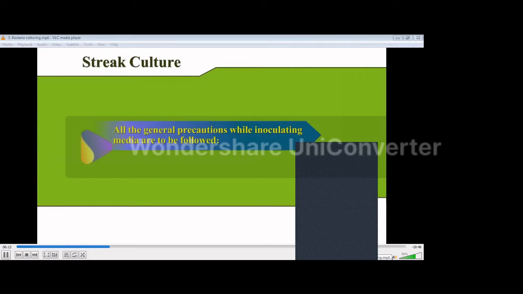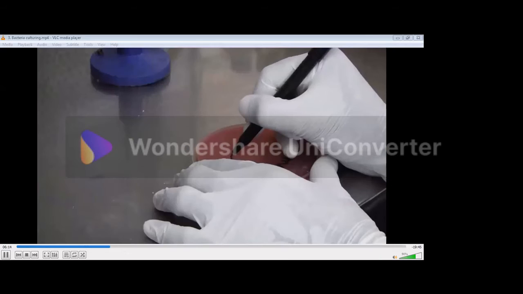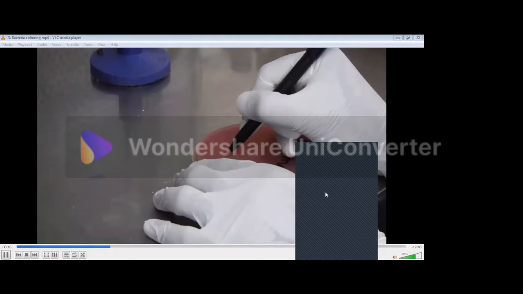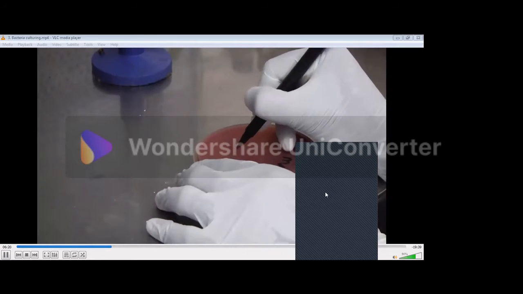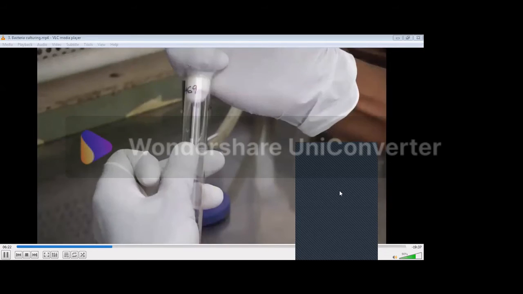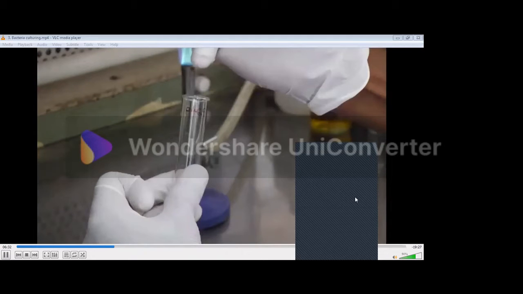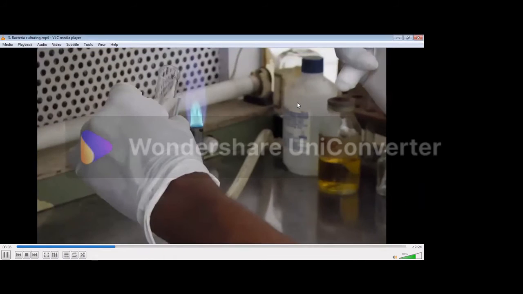All the general precautions while inoculating media are to be followed. Label the base of the plate which is to be inoculated before you start the procedure. Loosen the cap or cotton wool plug of the bottle or test tube containing the broth culture. Remove the cap or cotton wool plug of the bottle or test tube with the little finger. The neck.